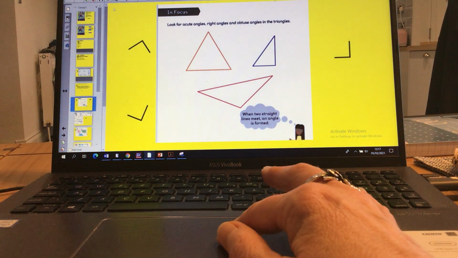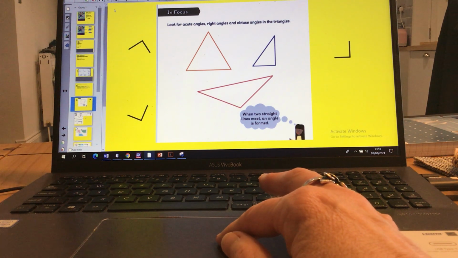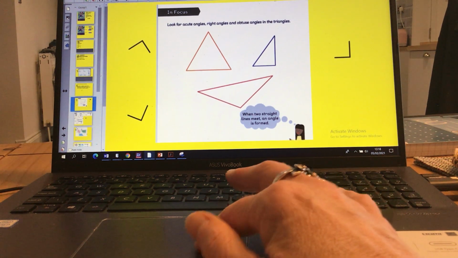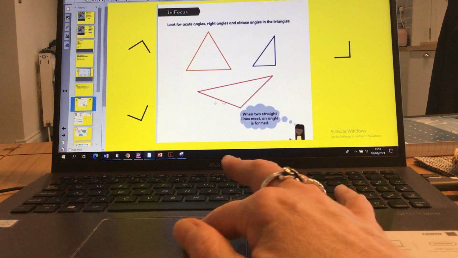Okay, so let's have a look then. We're going to look for acute angles, right angles and obtuse angles in these triangles. Just a reminder, when the 2 straight lines meet, that's when the angle is formed. That's the bit we're thinking of, the corner, when the 2 lines meet.